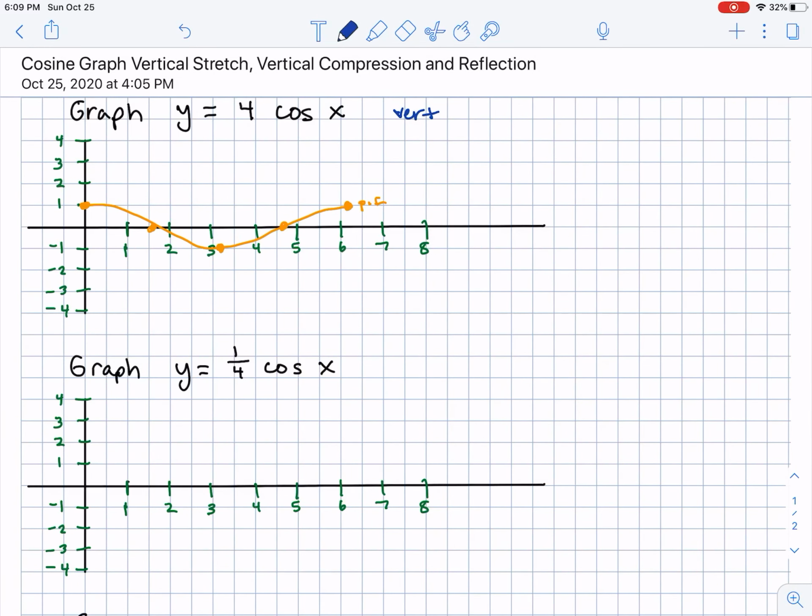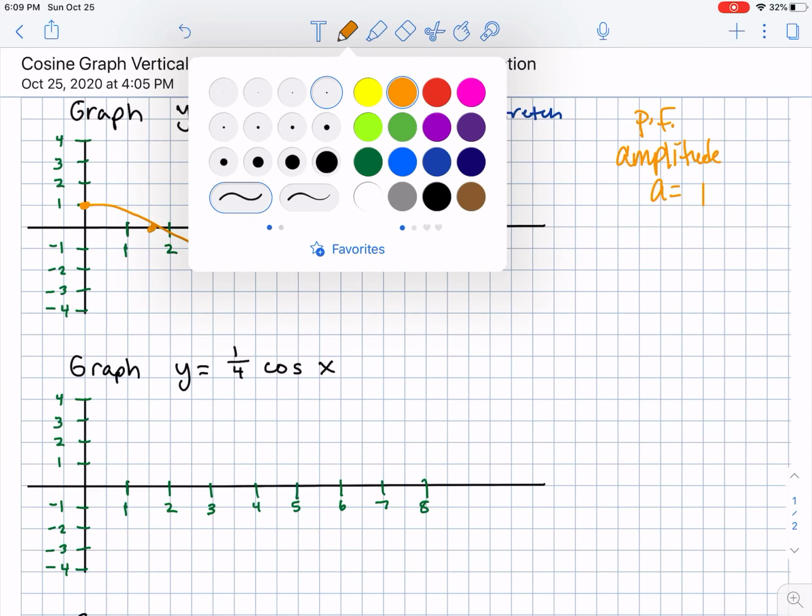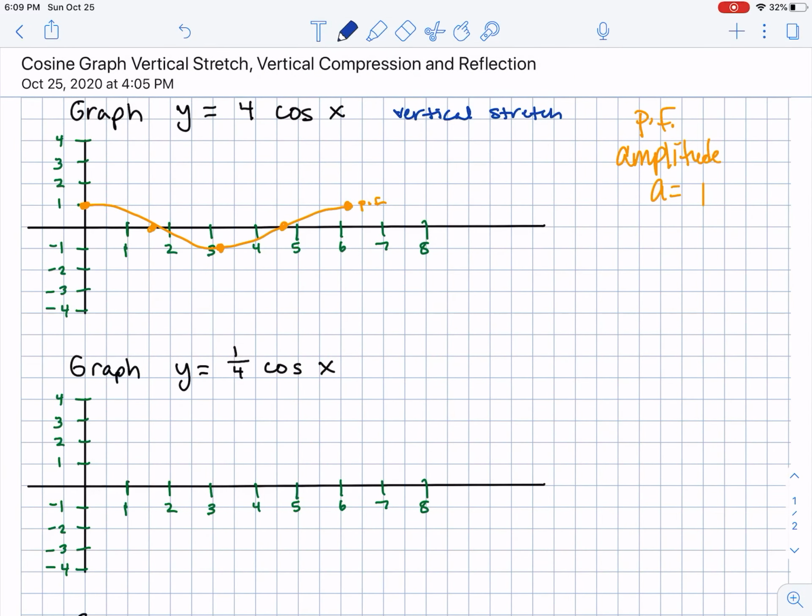So a vertical stretch. The reason we know it is a vertical stretch is because that a value is greater than 1. So if a is 4, that is my amplitude. My amplitude for the parent function is 1, so parent function amplitude, a is 1. For this vertical stretch, the amplitude is the absolute value of a. The absolute value of 4 is 4.